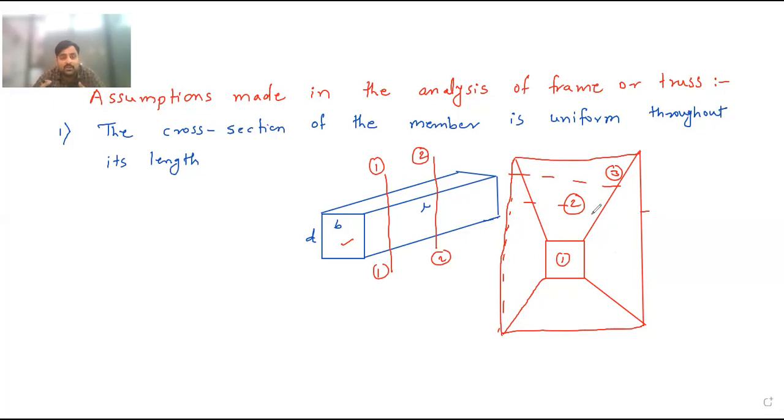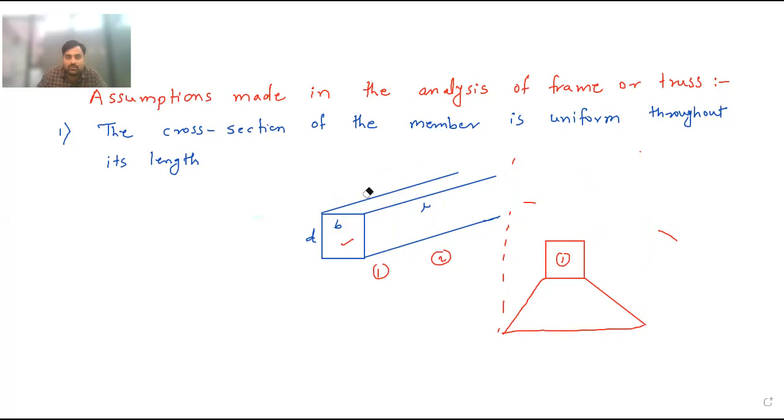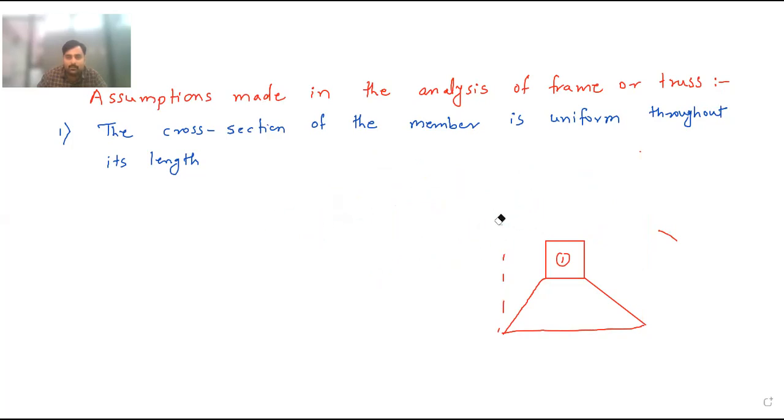So the first assumption is the cross section of the member is uniform throughout the length. So we assume that all members are these types of members. These types of members are not there in the truss. Practically these types of members do exist, but still we assume that all the members have a uniform cross section. So this is our first assumption: the cross section of the member is the same throughout its length.